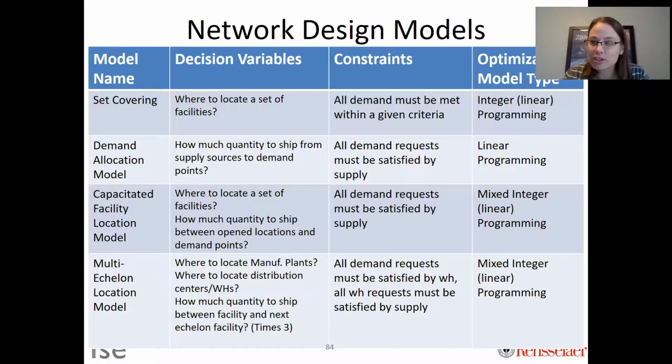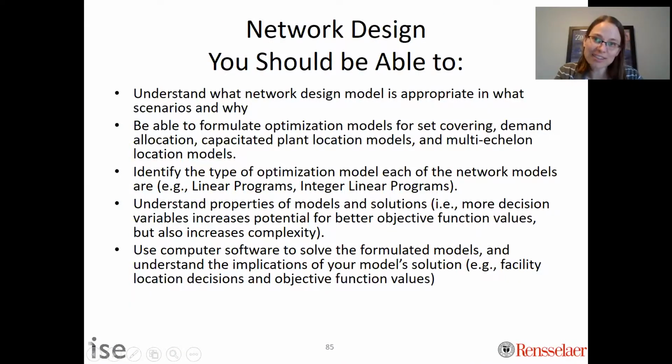And then we also have the multi-echelon location problem. One thing worth thinking about is what model is appropriate in what situation. How do you figure that out? You have to think about what your decision variables, constraints, and objective function are. If a problem says all demand points have to meet some criteria, you need the set covering. If a problem says I want to minimize my cost of building and transportation, and all demand has to be satisfied, but it doesn't have to be within like 30 miles, then that's a capacitated facility location problem. So you should understand when to use each of these different models, as well as what kind of model they are. And so that's the first bullet point.